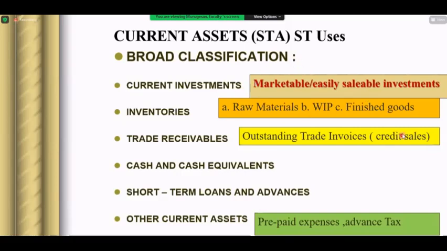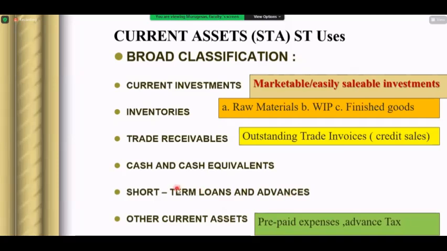Inventories: raw material, WIP inventories, and finished goods, collectively called inventory. Trade receivables: outstanding trade invoices, credit sales. These are all current assets. Current assets are also called short-term assets.